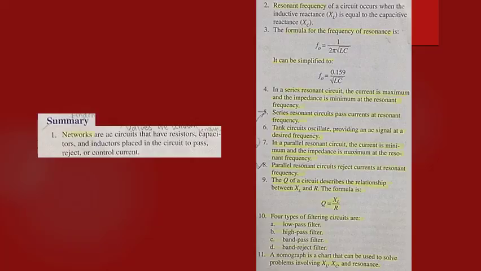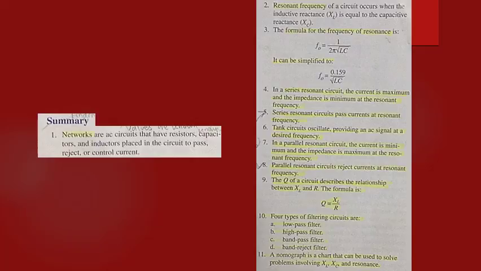And again, number three, the formula for frequency of resonance is, as shown at the top right, FO equals 1 divided by 2 pi times the square root of LC. It can be further simplified to FO equals 0.159 divided by the square root of LC. Again, L is the inductance, C is the capacitance.